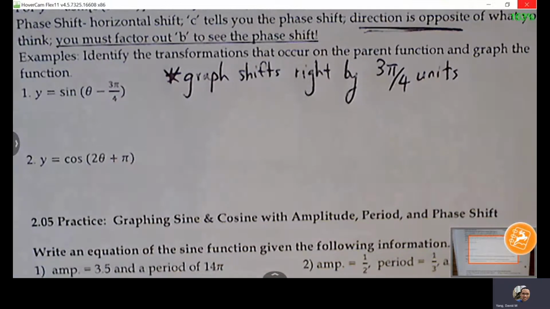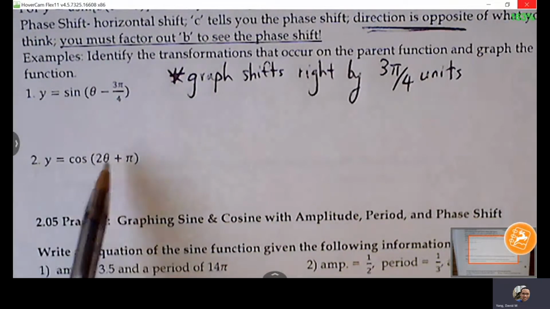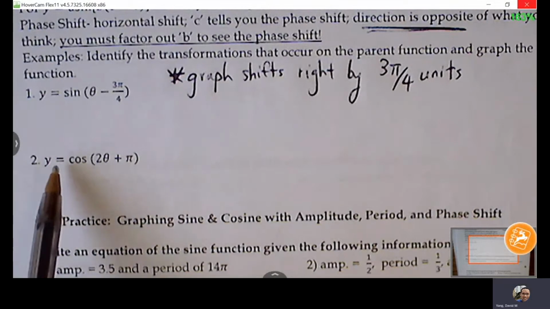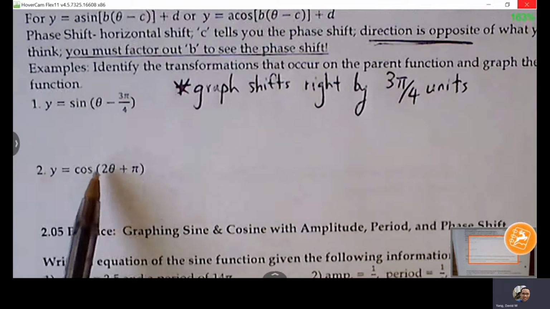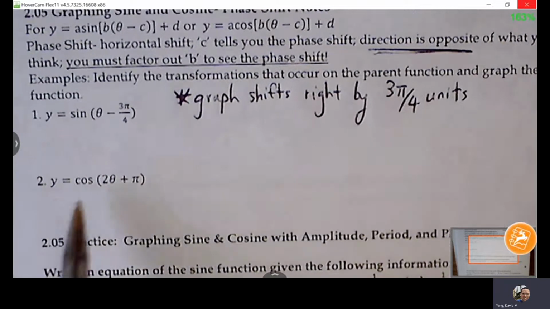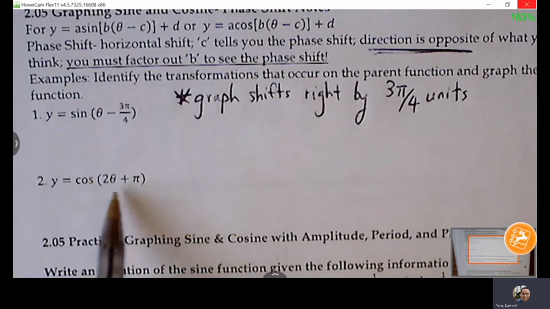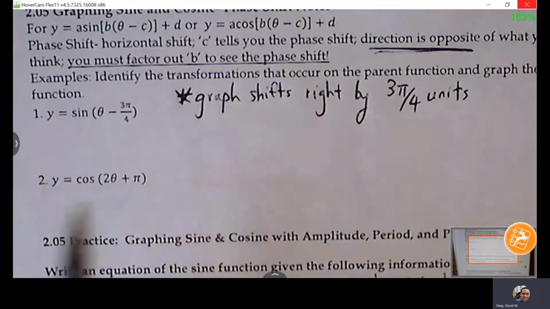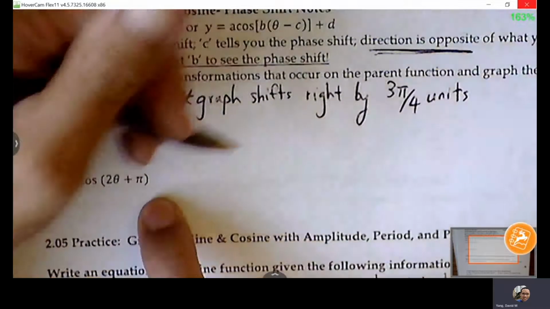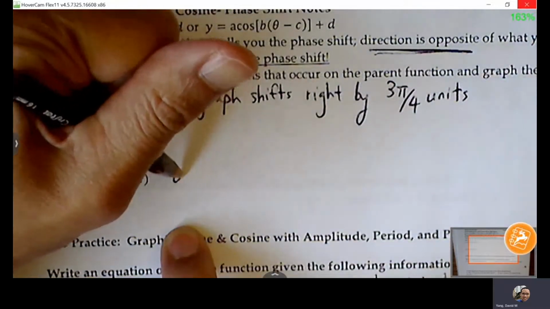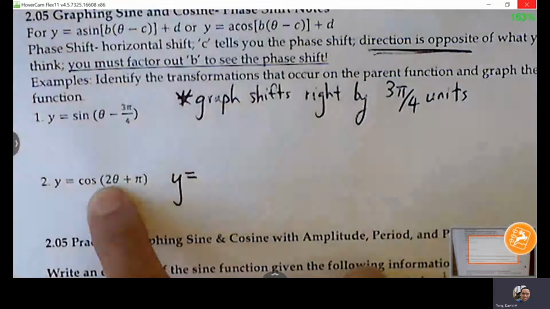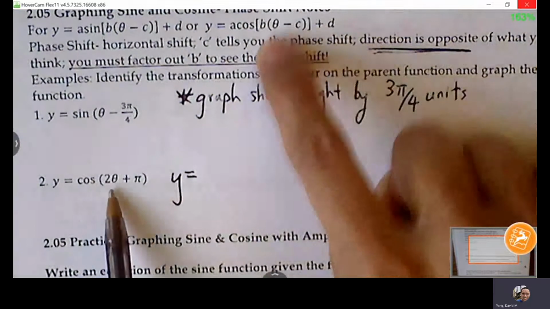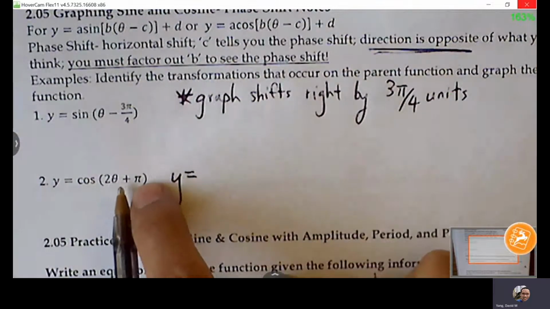Now, number 2, y equals cosine of 2 theta plus pi. What's the a value? 1. What's the b value? 2. Now, here's the thing. The 2 is the b value, but it is not in the place that is most beneficial for us when we are ready to figure out the phase shift. So we're going to get into the habit of getting that b value cleanly outside both the theta and the pi.